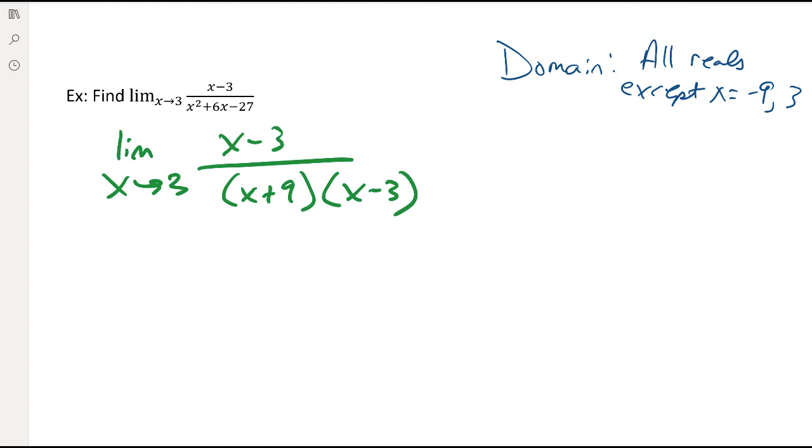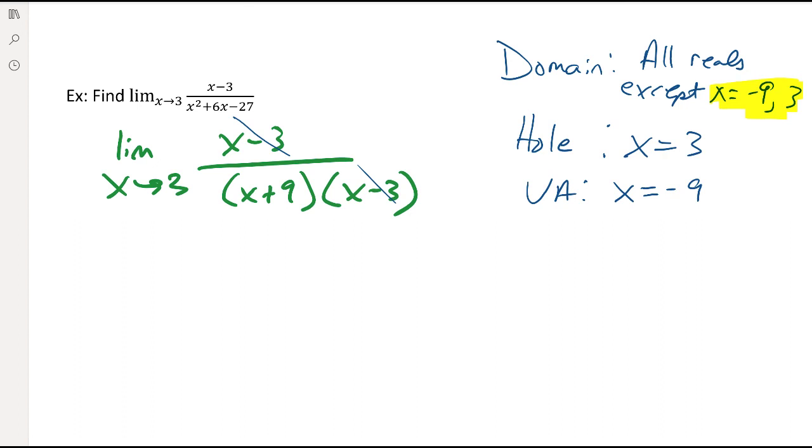When you find your domain, don't cancel anything, because if something cancels, it now becomes a hole. So what cancels? The x minus 3 cancels. And that means that we have a hole at x equals 3. Remember, you're setting that factor equal to 0. So it's not a negative 3, it's a positive 3. Which indicates that we're going to have a vertical asymptote at x equals negative 9. Because once again, we have to use up all of our exceptions. Each exception will either be a hole or a VA, but they can't be both.